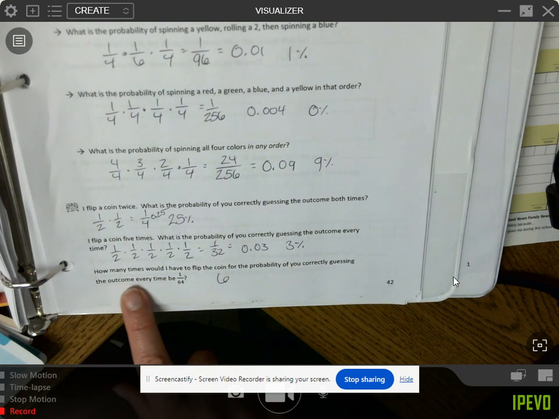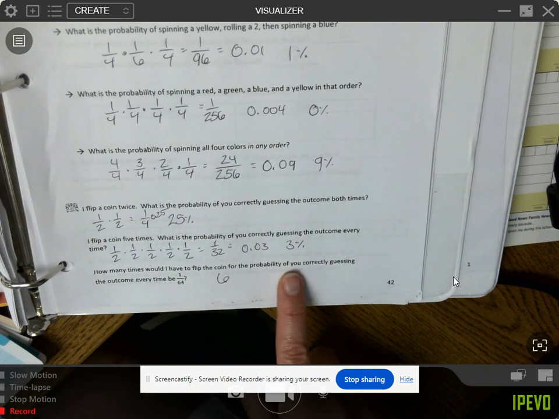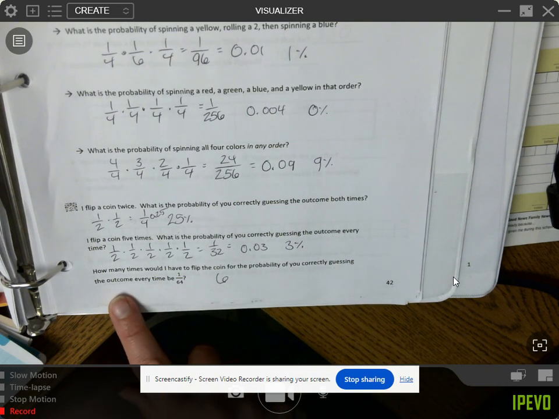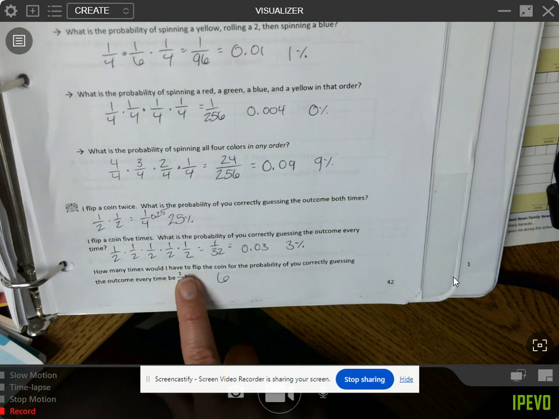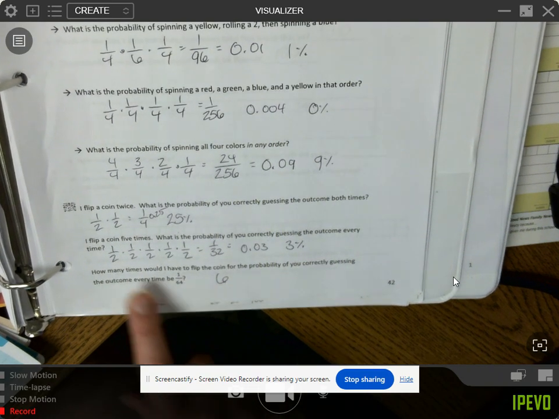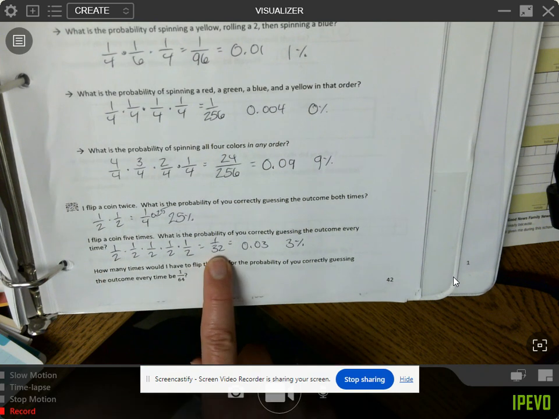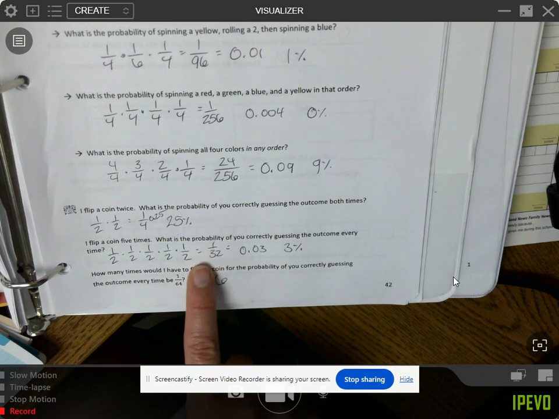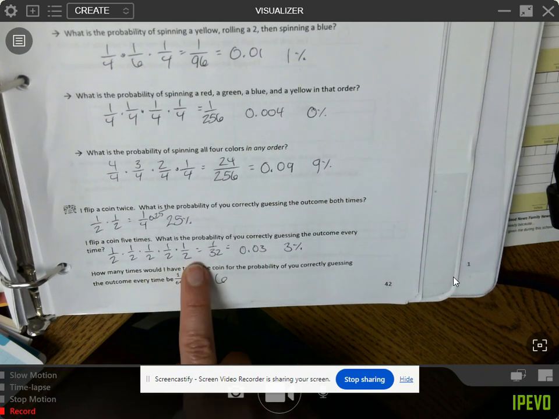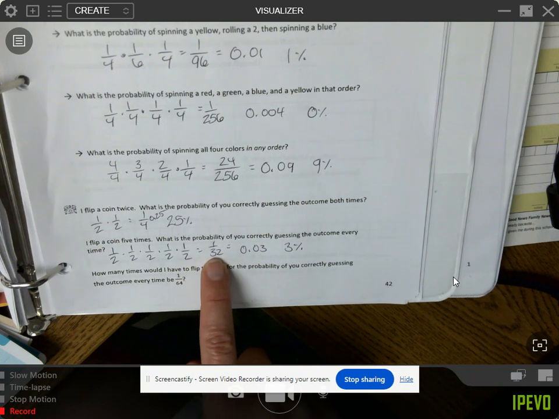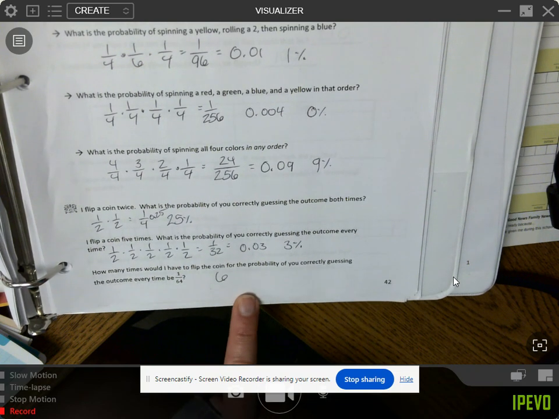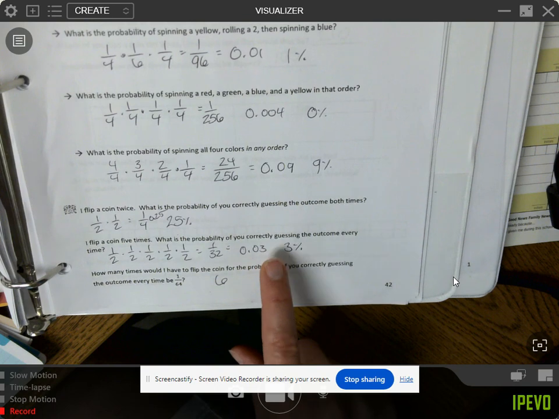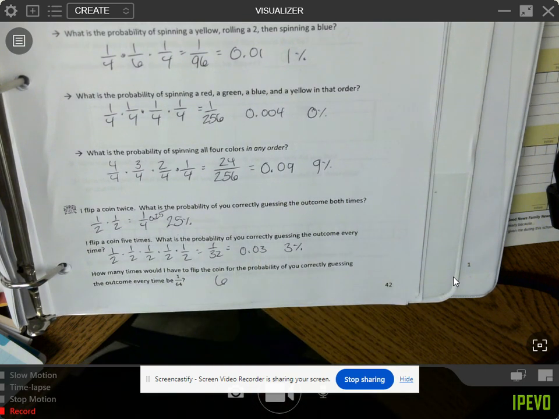How many times would I have to flip the coin for the probability of you correctly guessing the outcome every time to be 1 over 64? So here I was at 1 over 32 and I flipped it 5 times. So what I did is I looked at that 1 over 32. If I multiply that by another 2, I get 1 over 64. So that would be 6 times. So I used the math that we used up above to help me answer that bottom one. Any other questions on these ones?